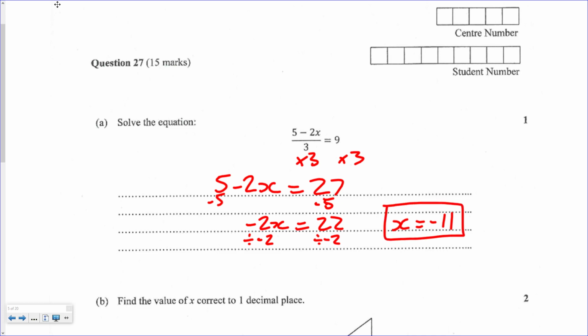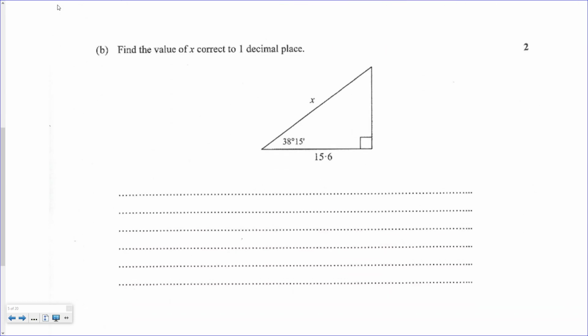You can check to see if your answer is correct very quickly: just substitute it into the original equation and it should work. If you do 5 minus 2 times negative 11, that will give you negative 22. So if you're minusing, you've got the double negative, so it'll be 5 plus 22, divided by 3. 5 plus 22 is 27, and 27 divided by 3 equals 9. That's just me quickly checking, but you could just substitute that into your calculator and it will give you 9, which is what you're expecting. So that's how you can check to see if your answer is right.